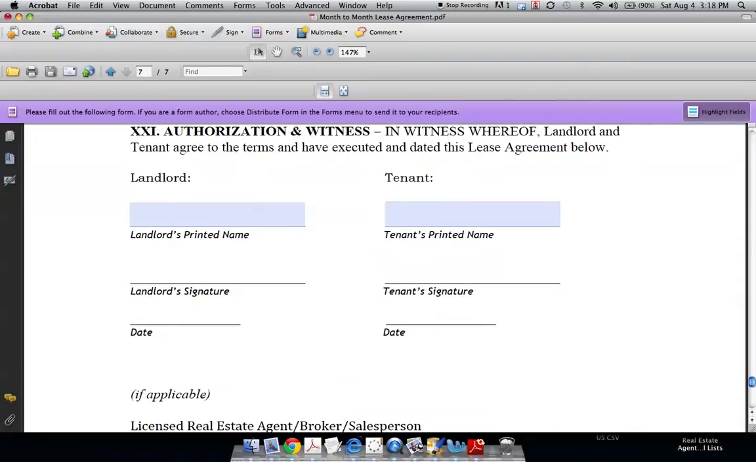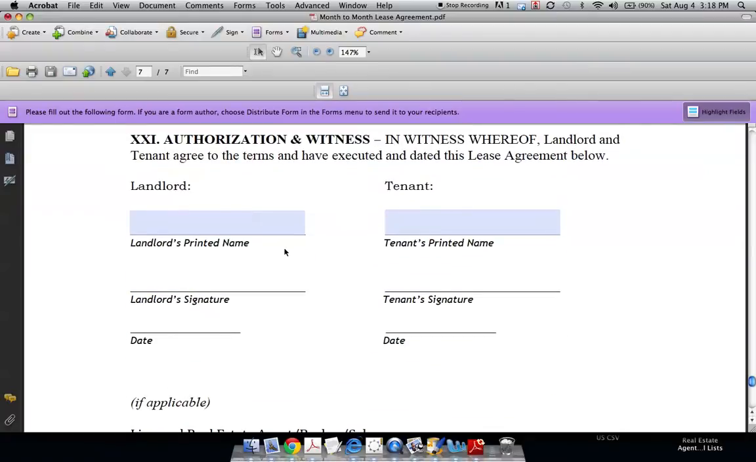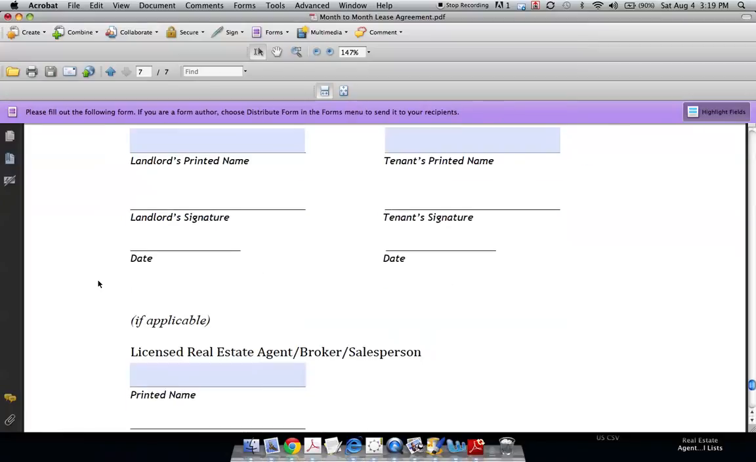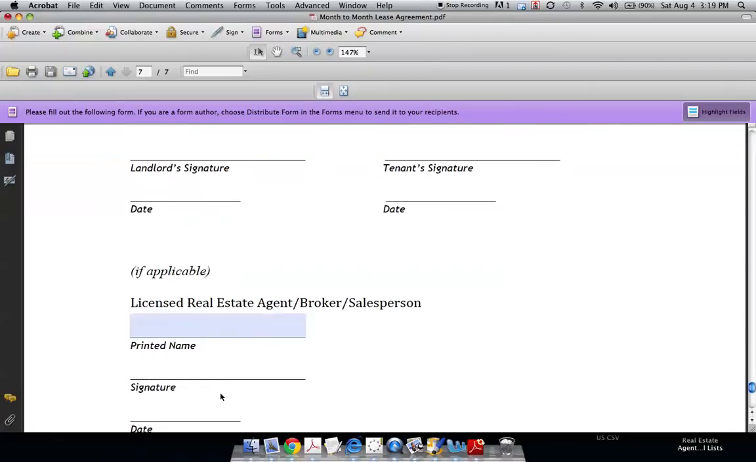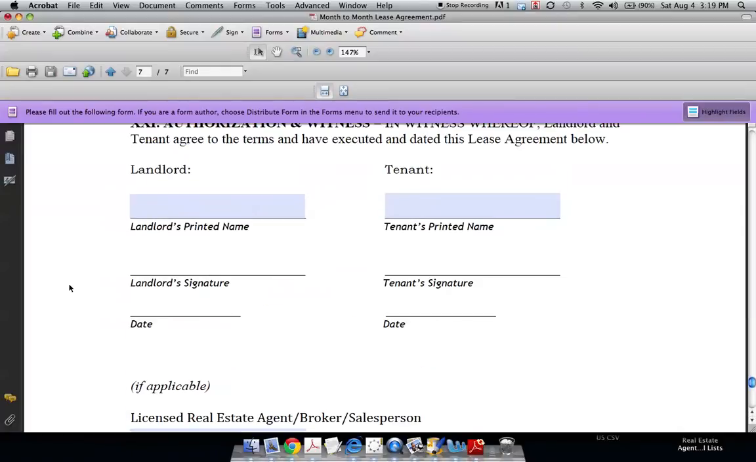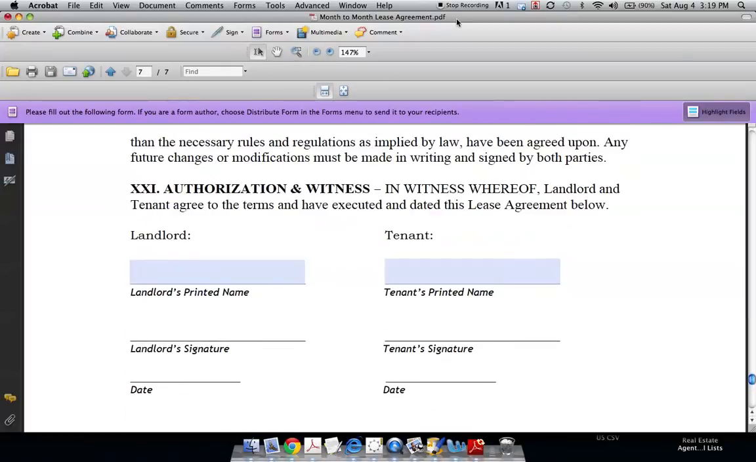And we go down to the real meat and potatoes, which is the landlord's printed name, landlord's signature, tenant's printed name, tenant's signature. And once this thing is signed, it is legally in effect. Down here, if there's a real estate agent or broker involved, they put it here so that they're protected on getting a commission. But that is how you fill out a month-to-month lease agreement.